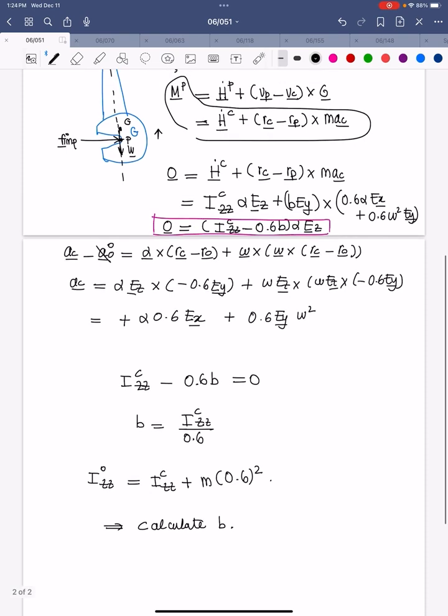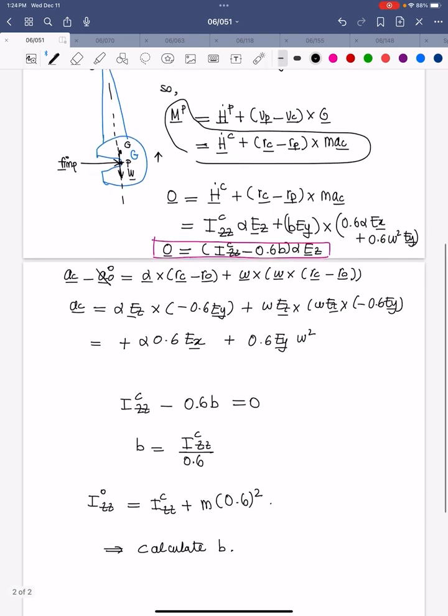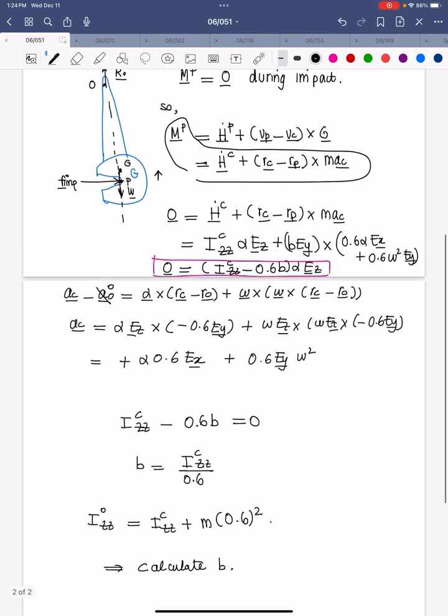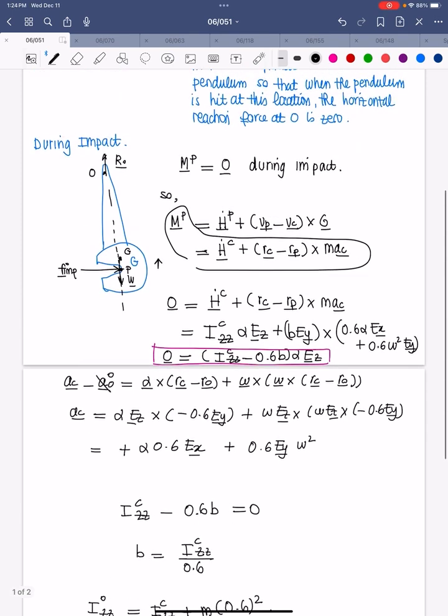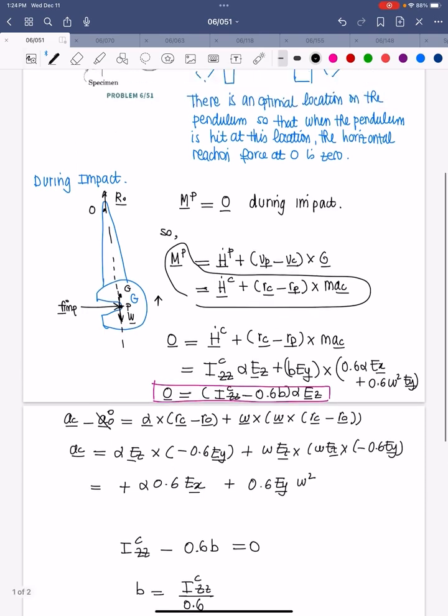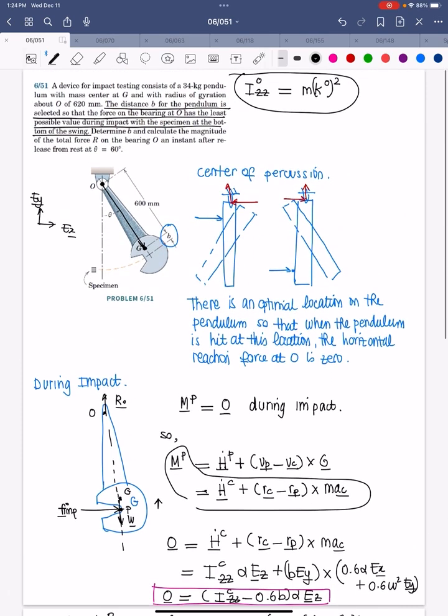Again, we are calculating B based on the fact that B is located at the center of percussion, meaning that during impact with the specimen, the reaction force at O is purely vertical. Because of this information, during impact, the sum of moments about P is 0, and we can use this information to calculate B. The second part of the problem is to determine the total reaction force R on the bearing O at the instant after release from rest. I will pause this video and I will solve the second part in another video.